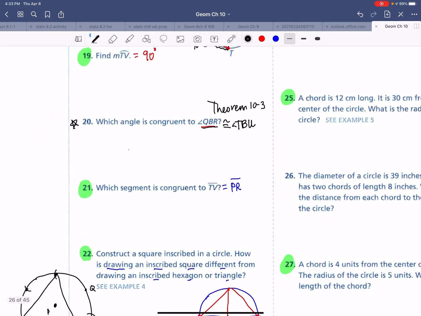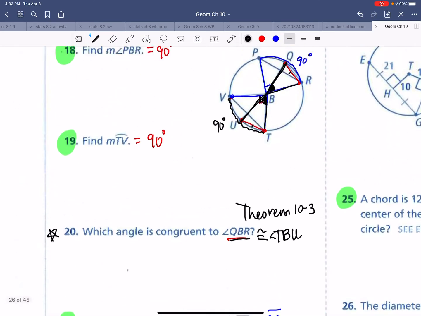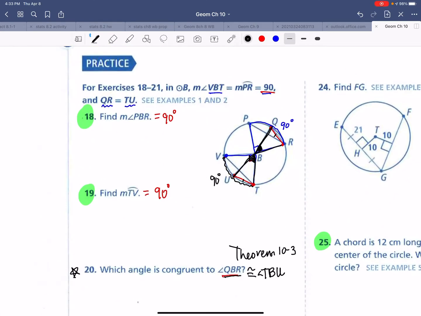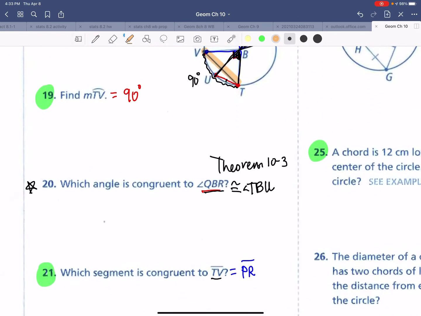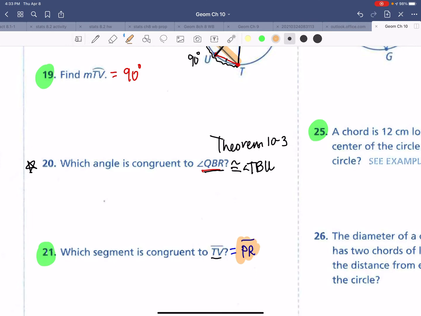Okay. Question number 21. Which segment is congruent to TV? So TV, this segment would have to equal this segment, right? And again, that's that converse theorem. So TV would be congruent to PR.